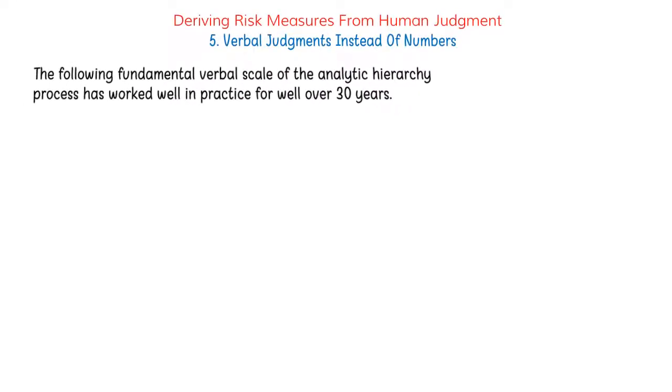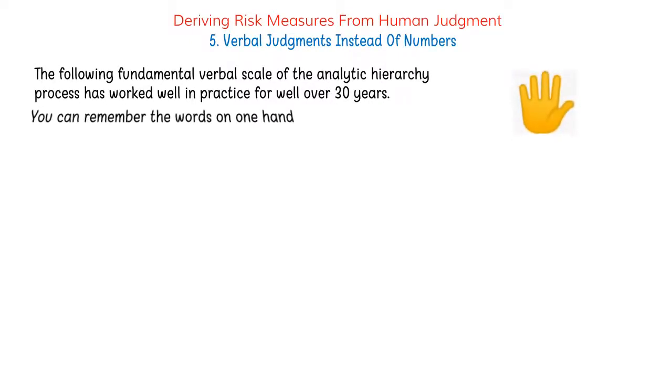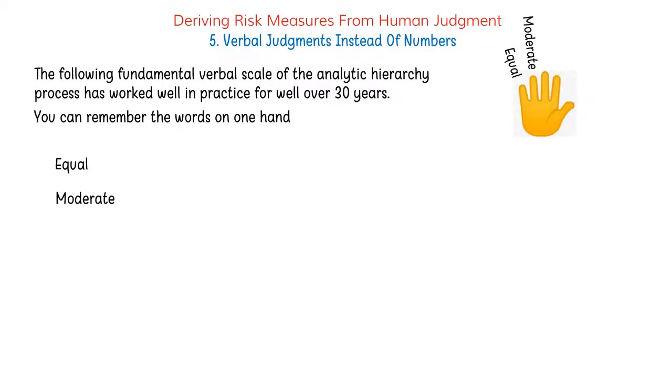The following fundamental verbal scale of the analytic hierarchy process has worked well in practice for well over 30 years. You can remember the words on one hand. Equal, moderate, strong, very strong, extreme.